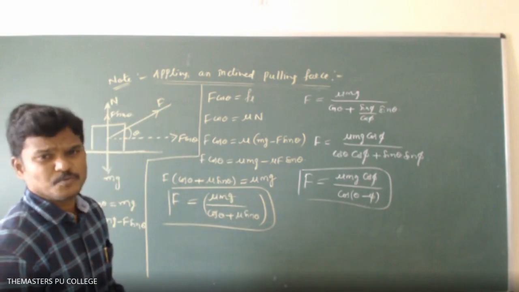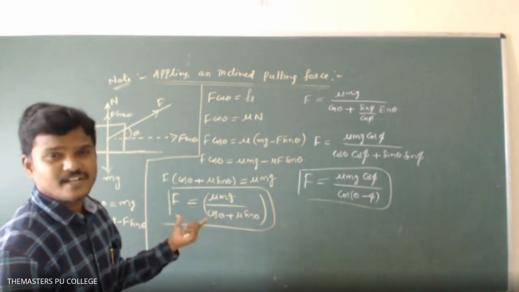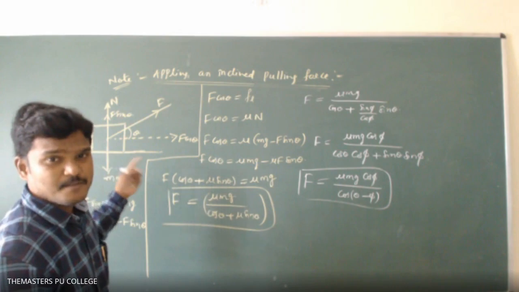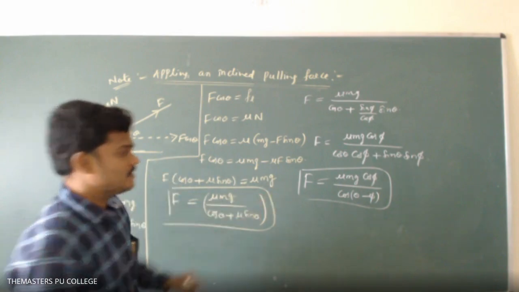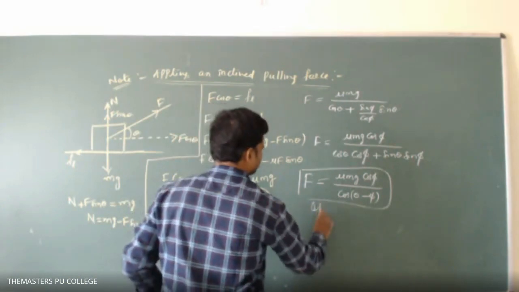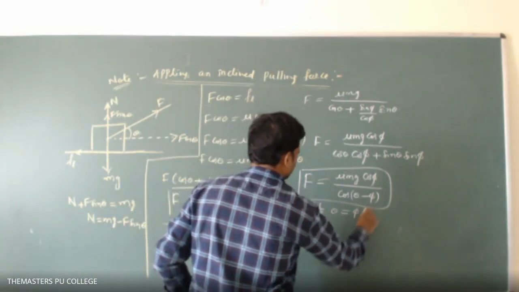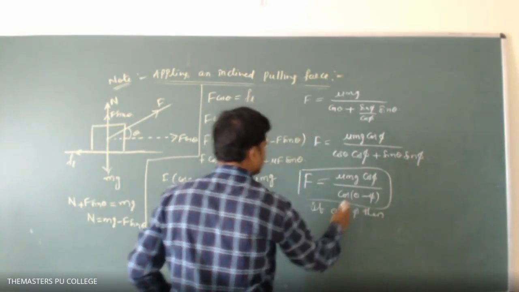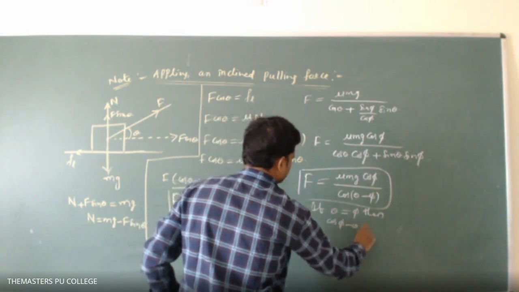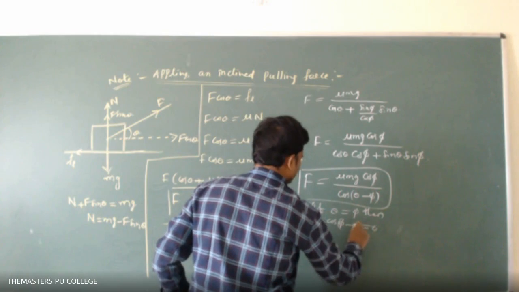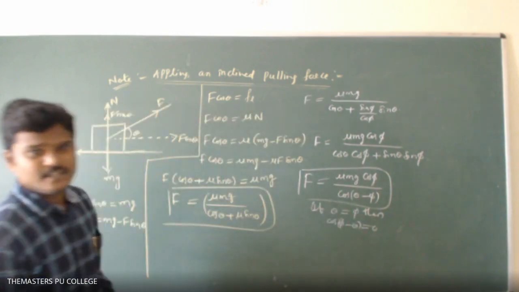If theta is equal to phi, where theta is the angle of inclination and phi is the angle of friction, we can write: if theta is phi, then cos of (phi minus theta) is equal to what? 0.